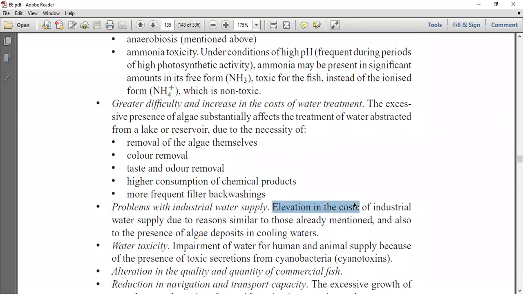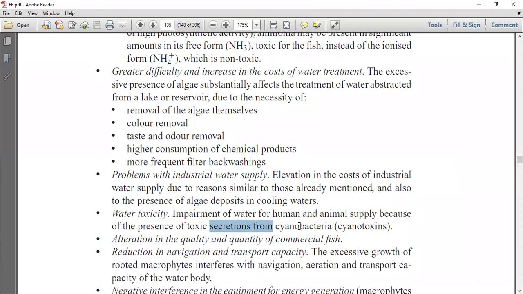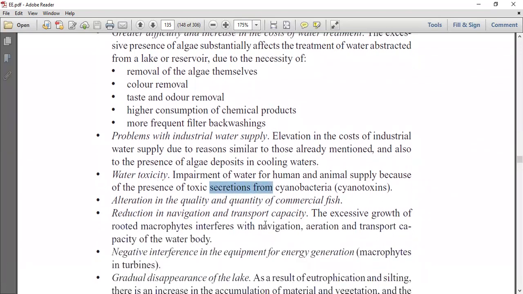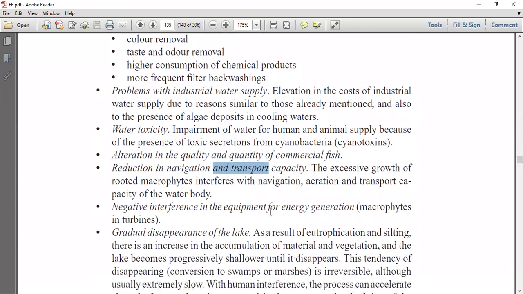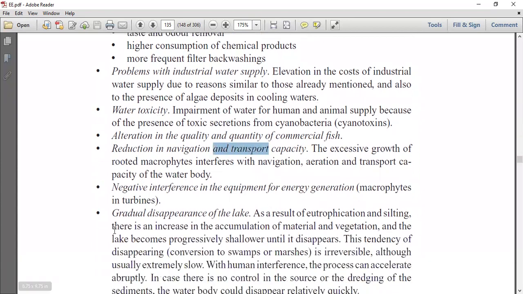Elevation in the cost of the industrial water supply due to reasons similar to those already mentioned, and also due to the presence of algae deposition in the cooling water. Water toxicity, impairment of water for human and animal supply because of the presence of toxic secretions from the cyanobacteria, alteration in the quantity and the quality of the commercial fish, reduction in navigation and transport capacity, negative interference in the equipment of energy generation, and the gradual disappearance of the lake.